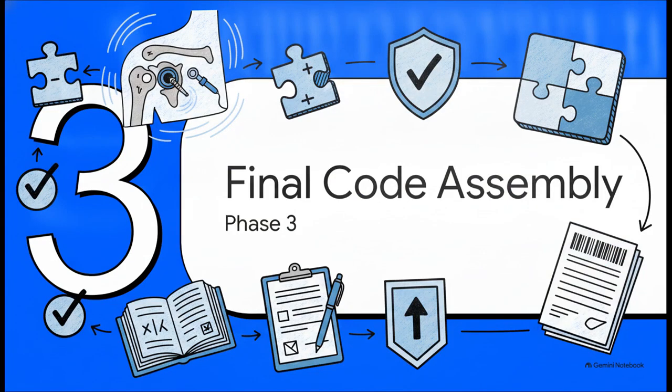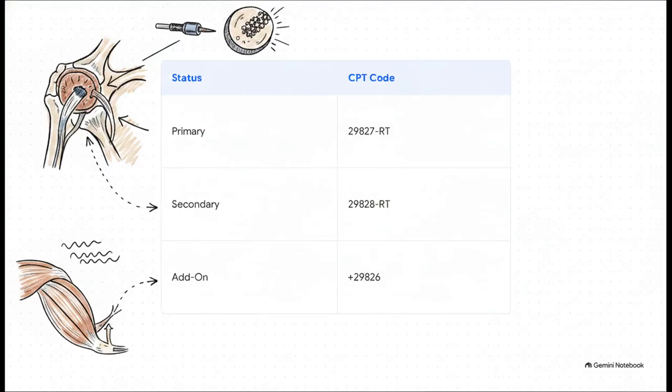All right, it's time for Phase 3, final code assembly. Let's apply our NCCI guidelines and build a clean, accurate, and completely compliant claim together. Our primary status goes to CPT 29827 for the arthroscopic rotator cuff repair, and we'll append that with the RT modifier for the right shoulder.